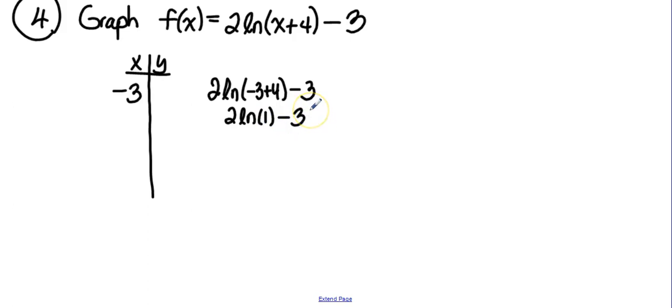What is natural log of 1? Natural log of 1 is 0. So I get 2 times 0 minus 3, which is -3. So I know that this is -3. Past that single value, we're going to have to use our calculator.